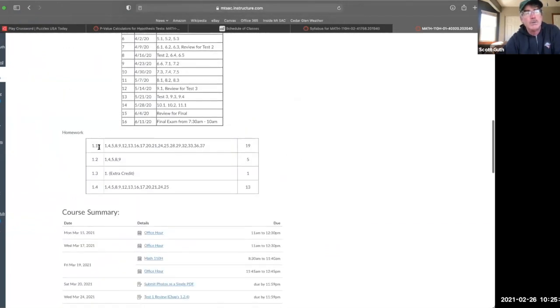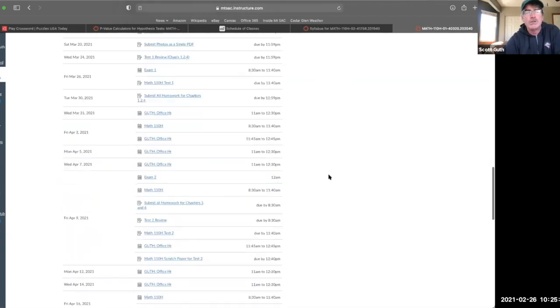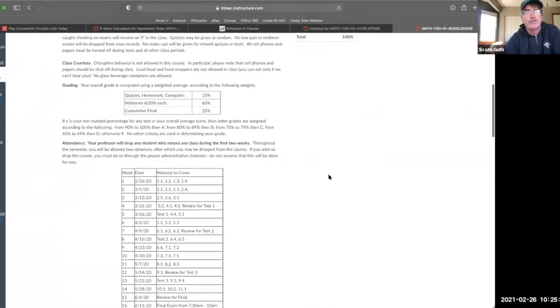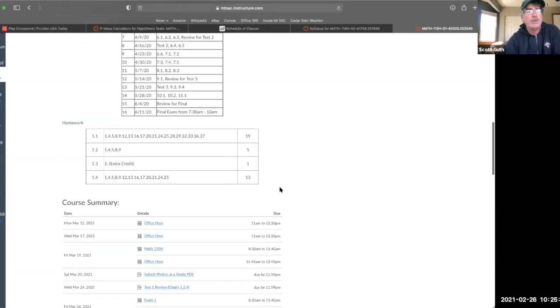So you can see 1.1 has a fair amount of problems for you guys to look at. There's almost 20 problems there. So that'll take a little bit of time, and they're not too hard. It's just going over the definitions we just covered so far this morning. Okay, any questions about the homework? You can just count on this as being your homework for this week.